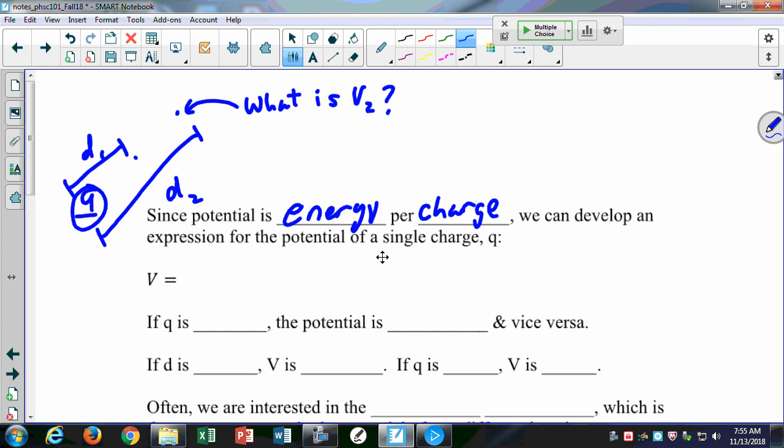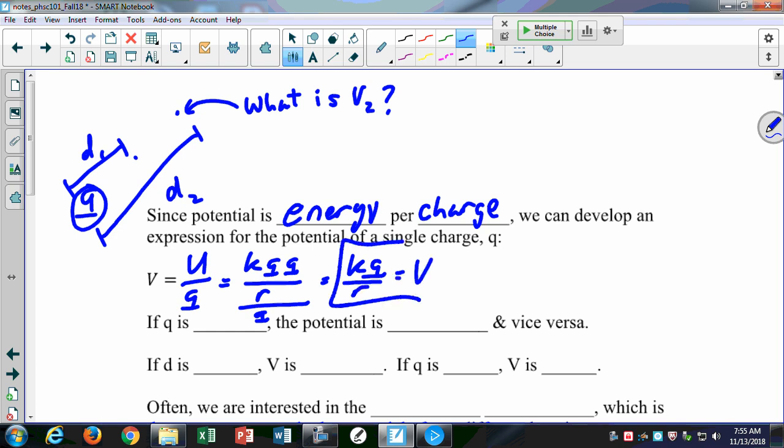Since it's energy per charge, V then is equal to U over Q. That's K, Q, Q over R divided by Q. And so my equation for potential of a single charge is equal to KQ over R. It's on your equation sheet, but you do need to be familiar with that equation.